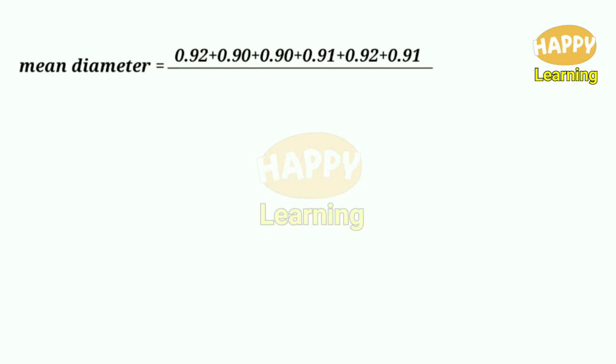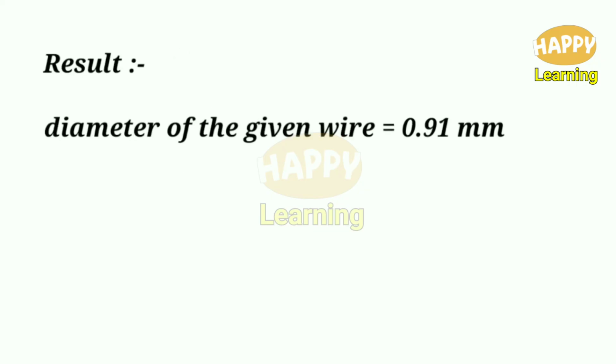Mean diameter is equal to 0.92 plus 0.90 plus 0.90 plus 0.91 plus 0.92 plus 0.91 whole divided by 6. That is equal to 5.46 divided by 6. That is equal to 0.91 millimeters. Result. Diameter of the given wire is equal to 0.91 millimeters.